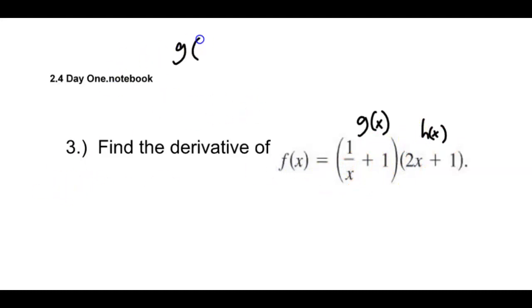So g of x. Well, first of all, I'm going to rewrite g of x. Let me rewrite that for you guys before I take the derivative. I'm going to rewrite this right here. As remember, we can move this to the top. So we'll have 1 times x to the negative 1 because that power is 1.